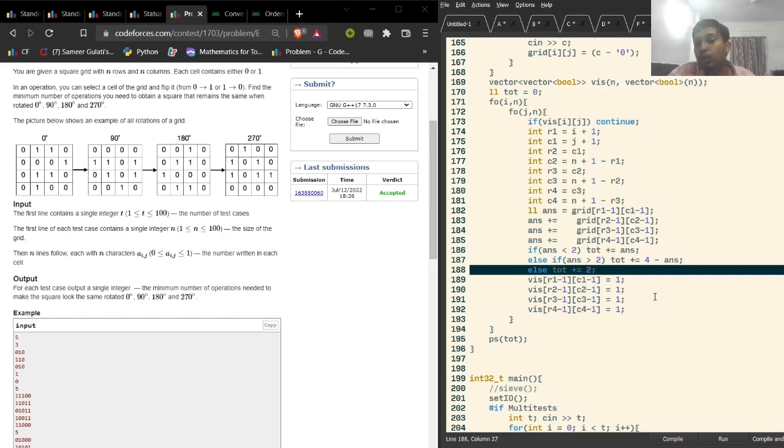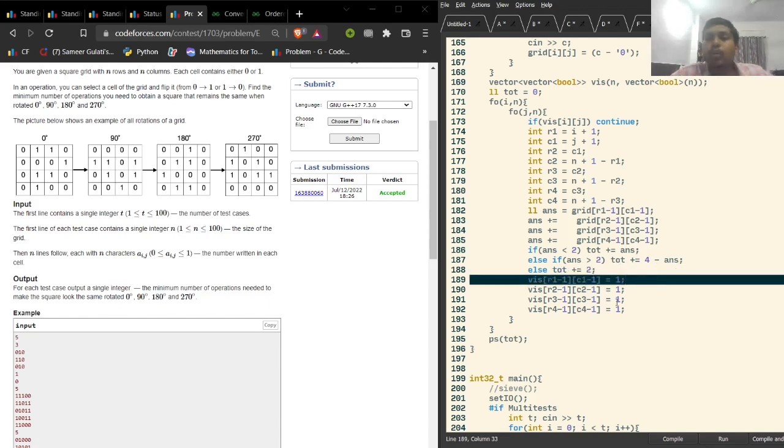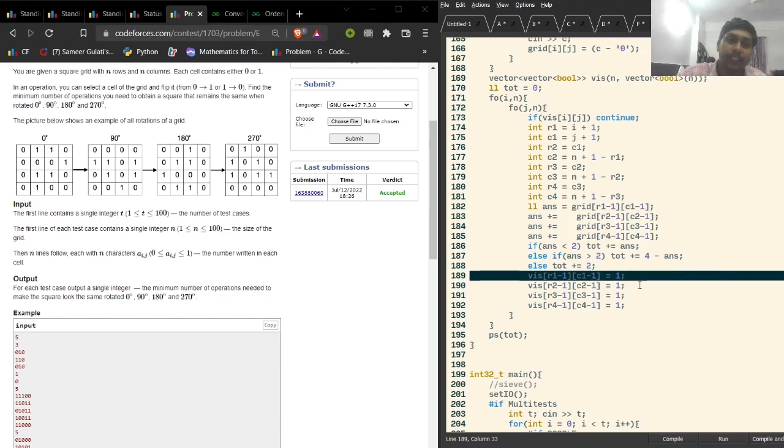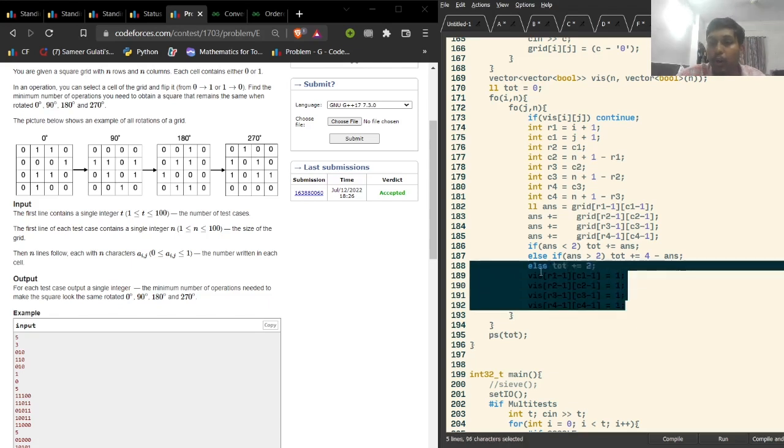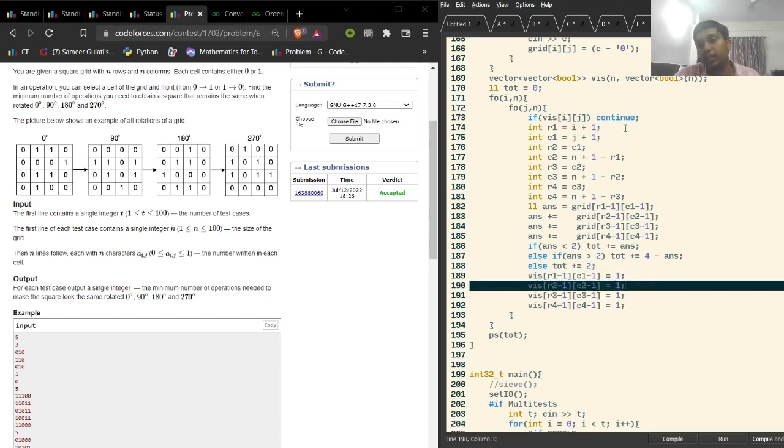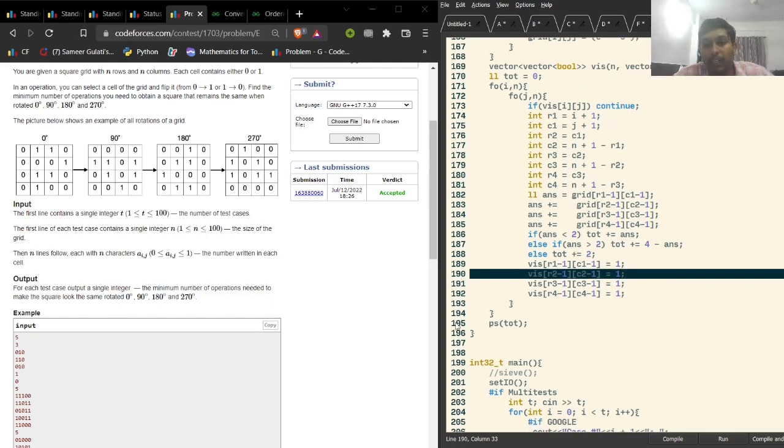If there are more than 2 ones, then I know that I can just convert the zeros to 1. So my answer is 4 minus answer. If my answer is 2, I know that there are 2 ones and 2 zeros, so you can convert anything. So your answer will just be 2. And then I have visited all of these, I have taken all of their opinions into consideration and calculated the answer. Now I don't need to consider them again. So all of these 4, I will say that they are visited. So when I go to their point in the loop, I can just skip that point. This is how you solve D, and then just calculate the final answer.